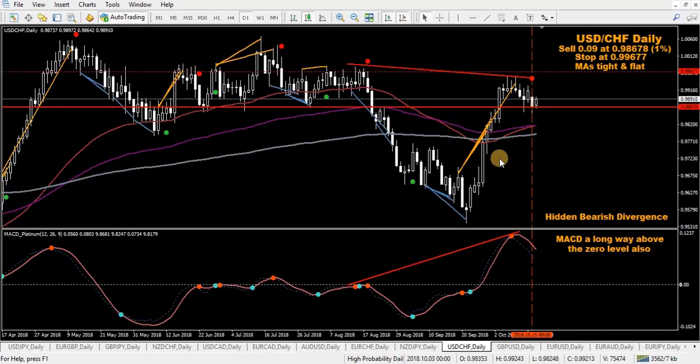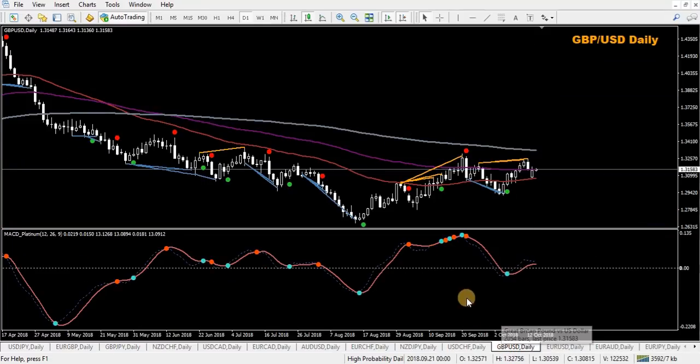USD Swiss franc, took a sell on this morning. MA is very tight. There's nice hidden bearish divergence there. I like the fact, you can see my notes there, the MACD is a long way above the zero level. It's turned over nicely, heading down. Now whether the price keeps on heading down, who knows. Already it's gone against me a little bit. Nothing too drastic. Stops up here, so still pretty comfortable with that. It's a new trade this morning, so they tend to go against you right from the get-go anyway.